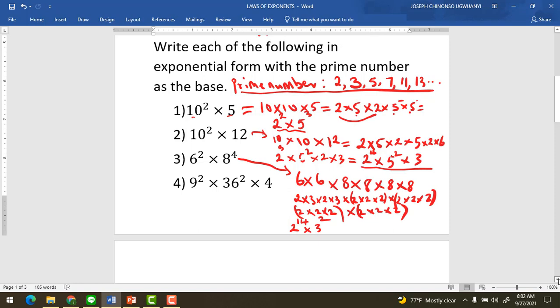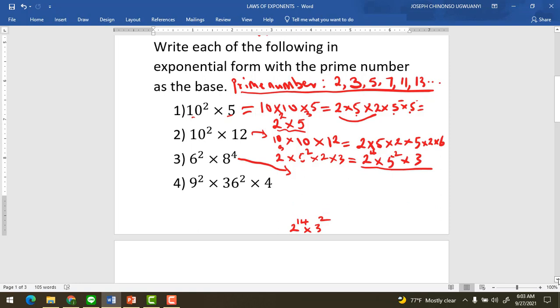Okay. 2 is a prime number. 3 is a prime number. So we have expressed this with prime numbers as the base. So that is how it is done. You break it down until you get prime numbers as base. So having shown that, let's quickly clean up this one and finish up with the last one. So we can go on to do the last one.